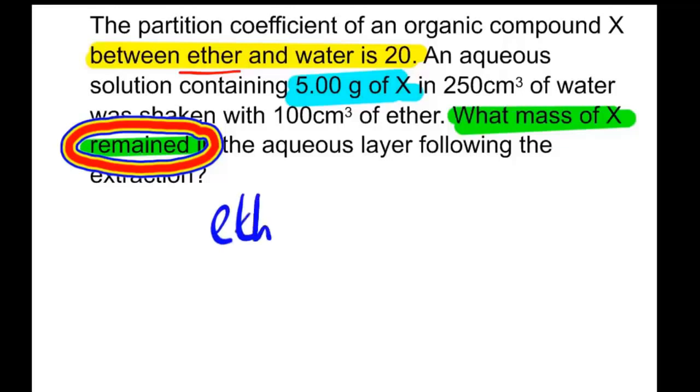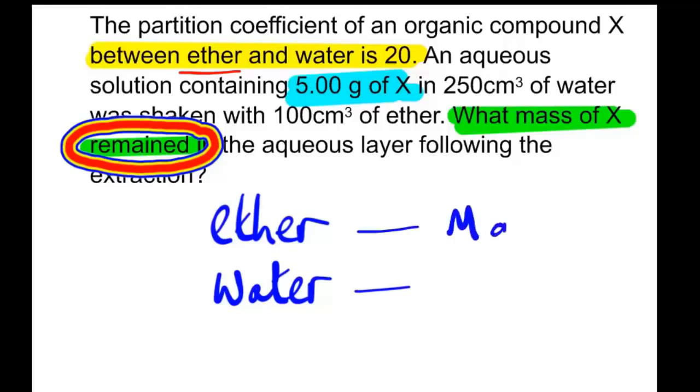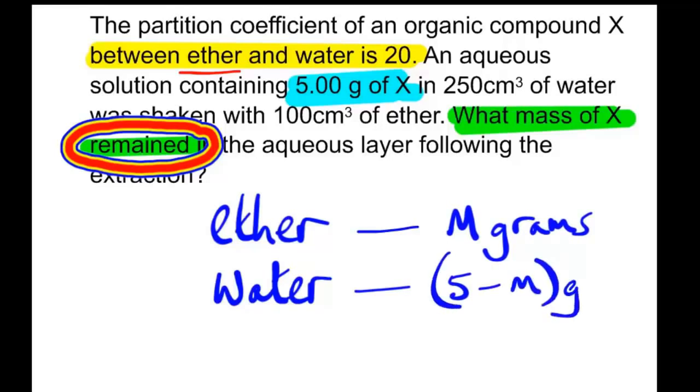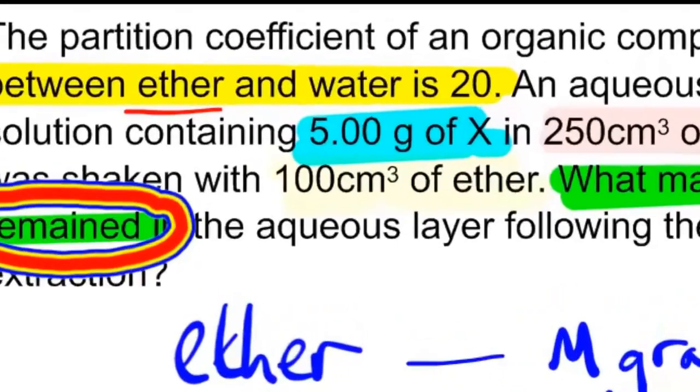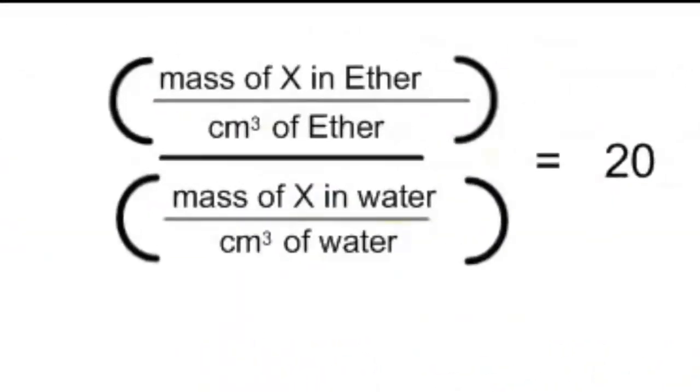Normally we're looking at the mass of X extracted into the ether, so we have to be careful to check what's actually being asked for, and in this instance, unusually perhaps, it's asking for the mass of X that remains in the water. I've still decided to stick with referring to the mass of X extracted into the ether as m, and given that we have a total mass of 5 grams to begin with, that means 5 minus m grams will be left in the water.